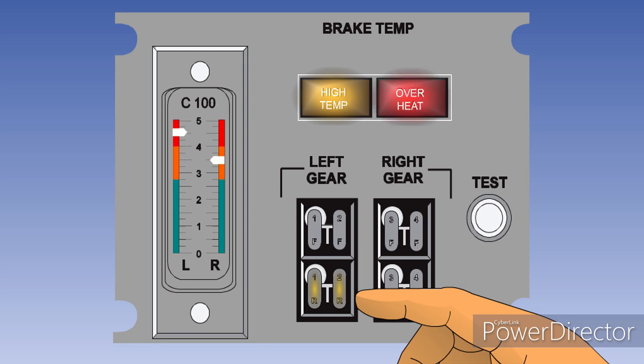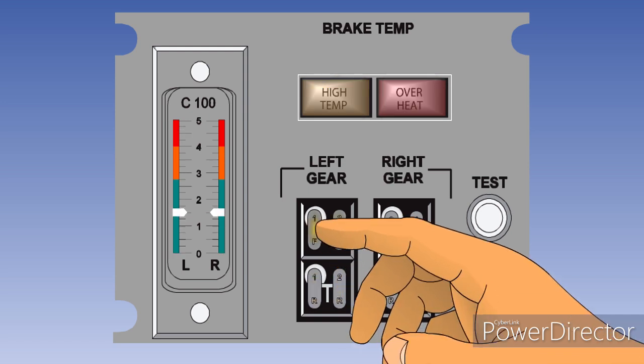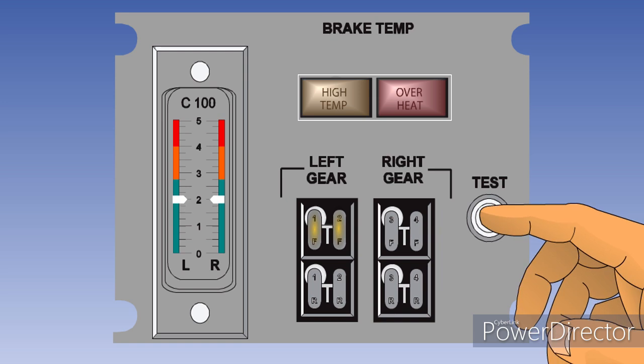Should any brake temperature go even higher, there is another trigger point at which a red brake overheat caption will illuminate. On aircraft with a central warning system, the brake overheat warning will normally be repeated on it. There is a push button for testing the system. When it is pressed and held, the indicated temperature for the selected pair of wheels will rise by about 100 degrees.